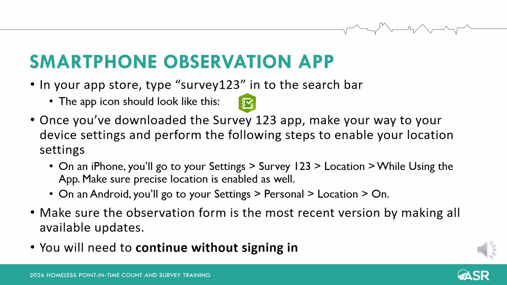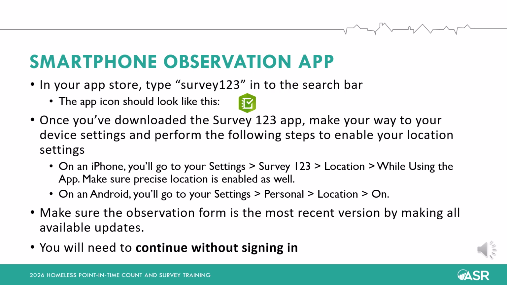You'll need to download an app called Survey123 in order to access the observation form. Once you've downloaded the Survey123 app, you'll need to enable your location settings. If you're on an iPhone, you'll open up your settings, scroll down to Survey123, select Location, and select While using the app. Make sure Precise Location is enabled. On Android, you'll open up your settings, go to the Personal tab, select Location, and make sure it's on.